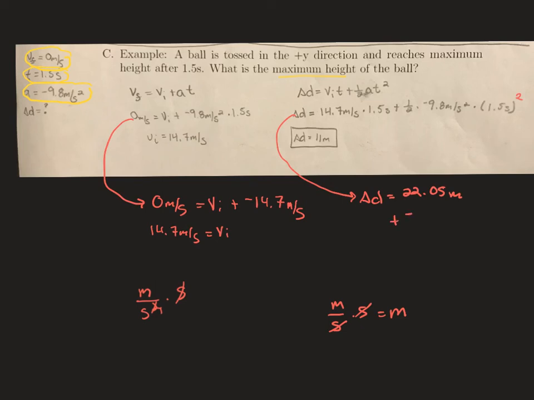If we take 0.5 times 9.8 times 1.5 squared, that's going to give us 11.025. And if we look at our units once again, we have meters per second squared times, and since we squared the time, it's now seconds squared, so the seconds squared cancel out, top and bottom, we have units of meters, which means we can add them together. So when we take 22.05 minus 11.025, we get about 11 meters. So that's the maximum height that the ball goes above its initial position.